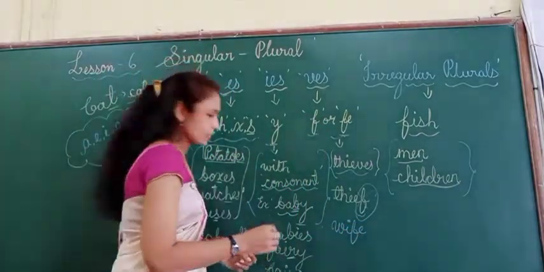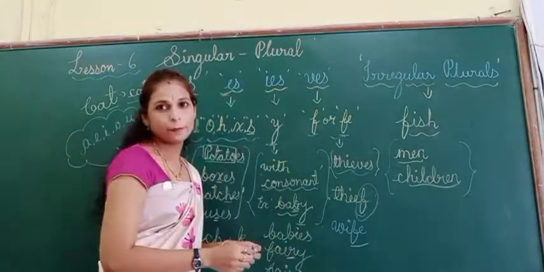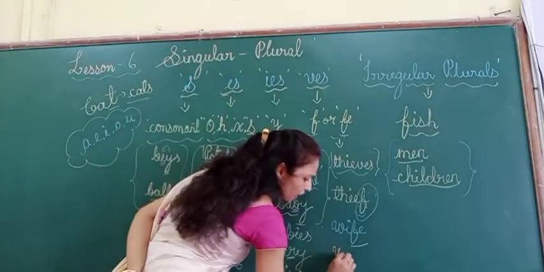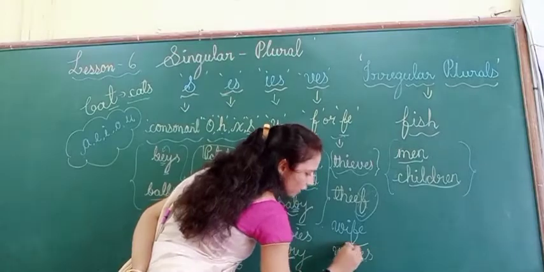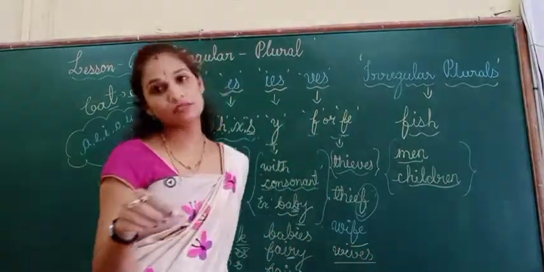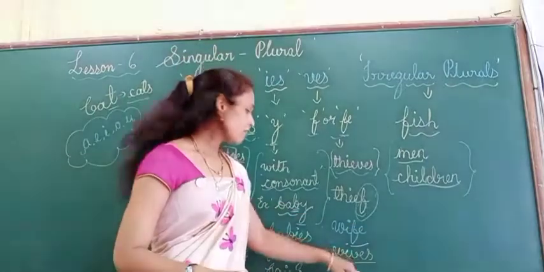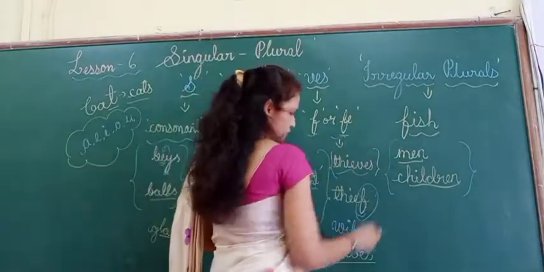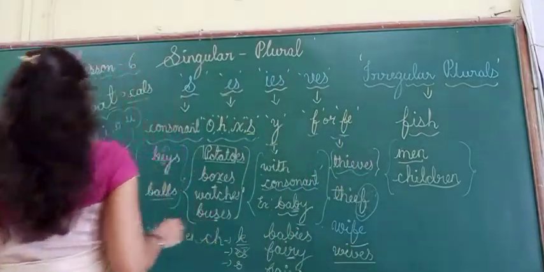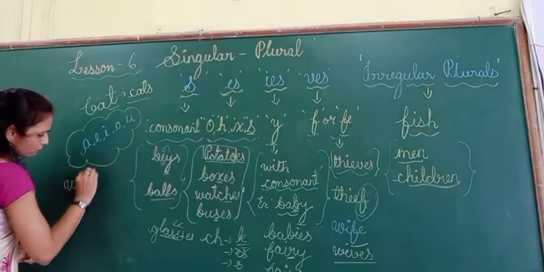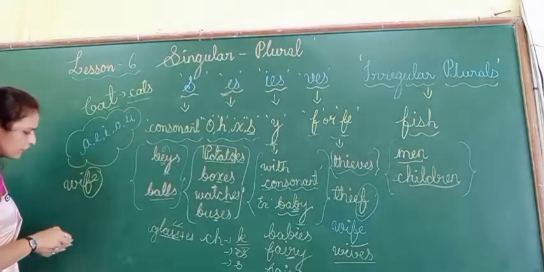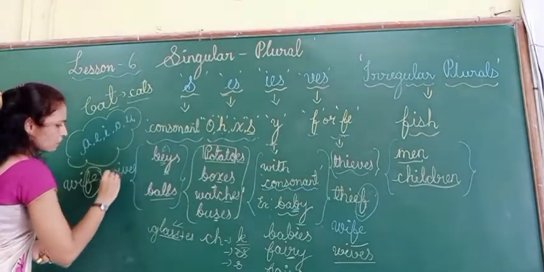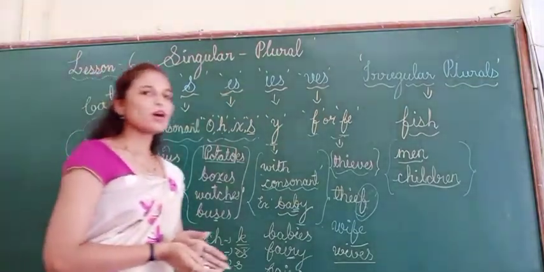W-I-F-E, wife. Yes, here F-E has come. So, to make the plural of wife, I am going to write wives. Very good. The correct pronunciation is wives. Instead of F-E, I have written V-E-S. I hope you can't see from there, so I am going to write here again. Yes, wife. I'm going to remove this F-E and the answer will become W-I-V-E-S. Wives. Okay, this is the plural form of wife.